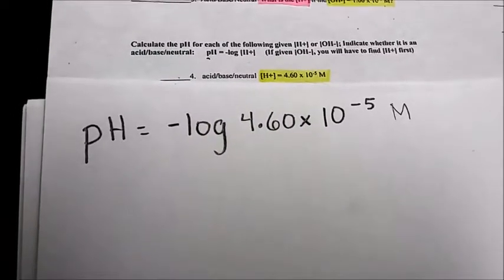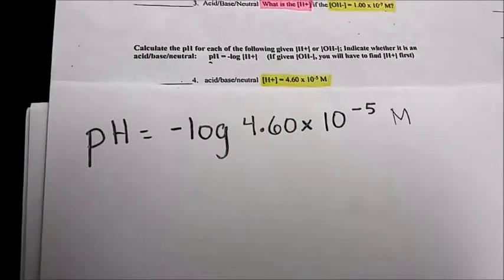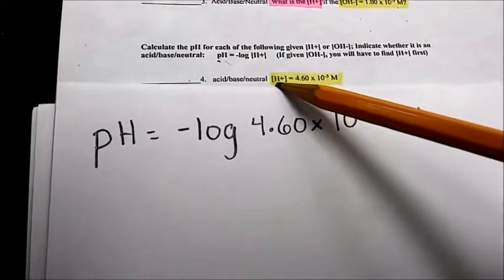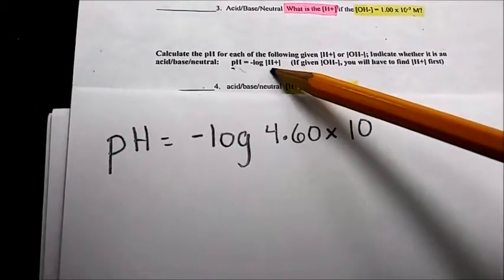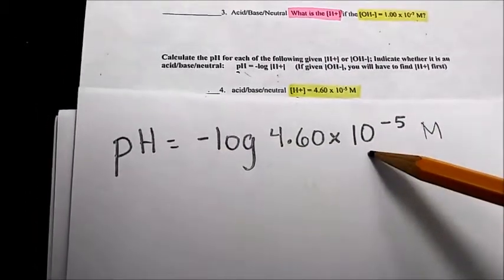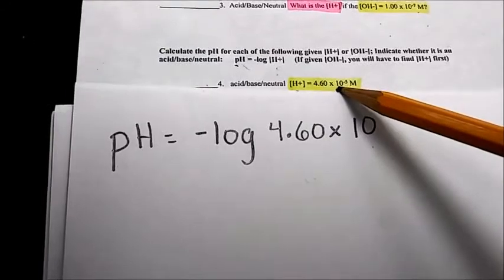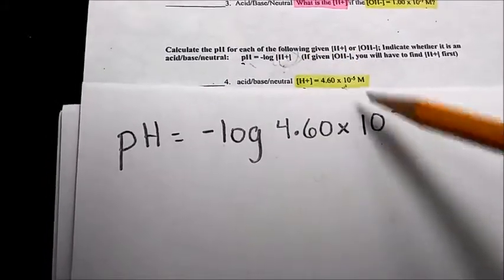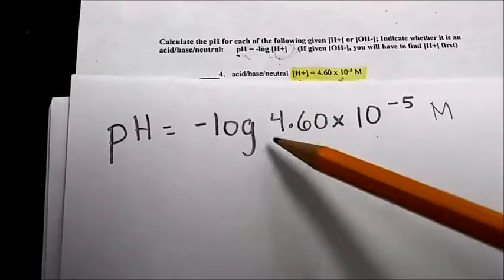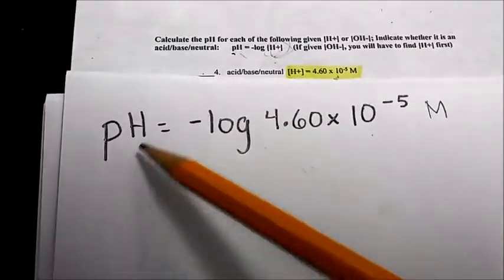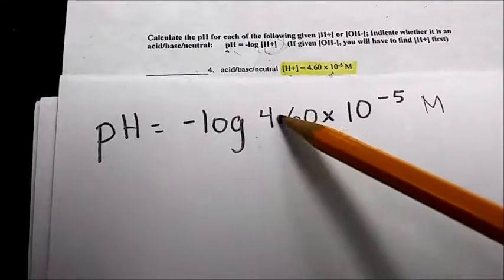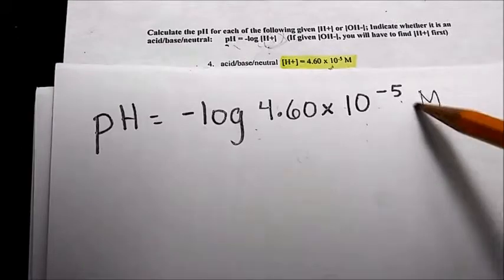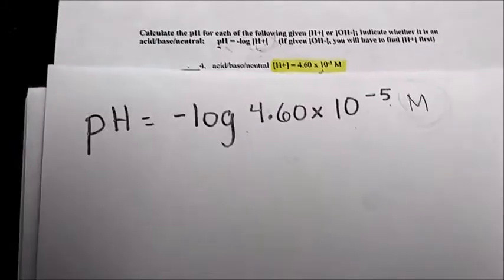For the next set of problems, 4, 5, and 6, what you're being asked to do is find the pH given the hydrogen ion concentration. The formula is given there. It's the negative log of the hydrogen ion concentration. So we're going to substitute that symbol for the number that's given to us, and it'll look like this. That's essentially what you're going to show for work. pH is equal to the negative log of 4.60 times 10 to the negative 5, and we include the unit, although obviously we can't put that onto the calculator.